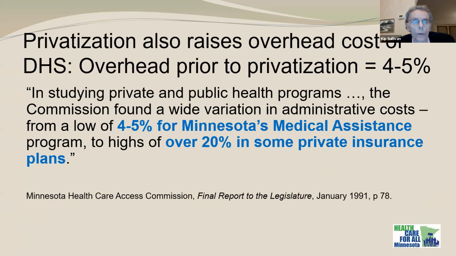Now, the problem is even worse than what I've just reported to you. Not only does privatization mean that the taxpayer now has to pay for HMO overhead, which we didn't have to pay for before, we now have to pay for a doubling of the Medicaid agency's overhead. Here's the first statistic to know. Before Minnesota's Department of Human Services privatized Medicaid, DHS's overhead was 4 to 5%. That's a little higher than Medicare's overhead of 2%. Why? Because they have to means test the program.